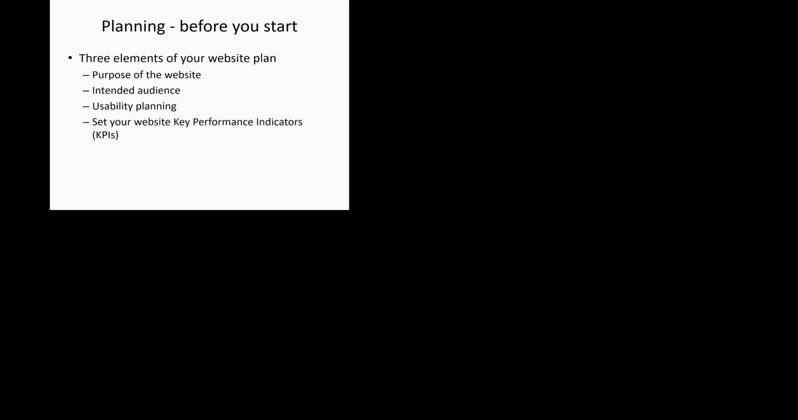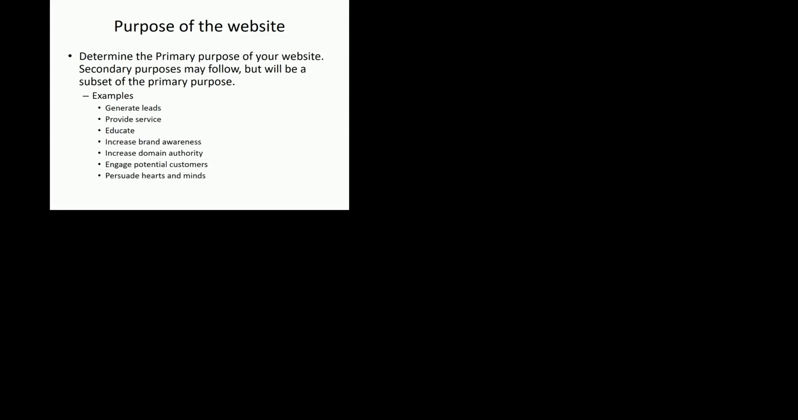So before you start, there are three elements that you need to do to plan your website. You need to determine the purpose of the website. I said three, and then there are four there. Okay, so there are four. You need to figure out the purpose of the website, who your intended audience is, do usability planning, and set your website key performance indicators, or KPIs.